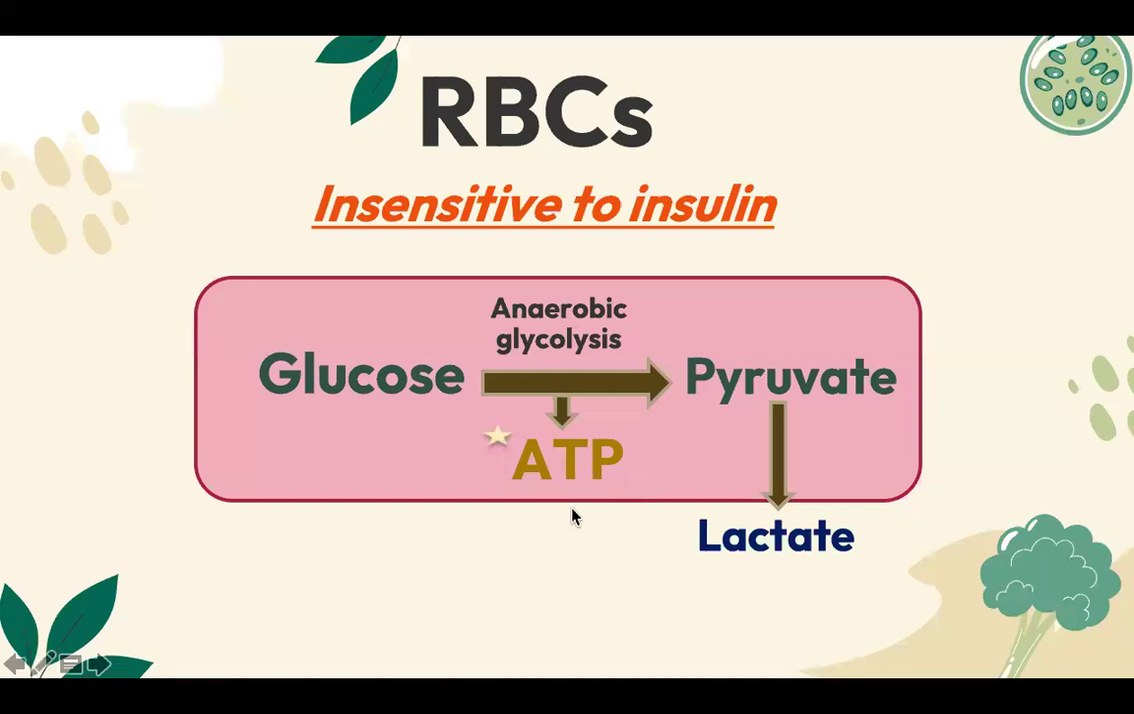Another important thing to remember for RBCs is that glucose is the only energy source they have. So whether you're in your feeding state, your fasting state, or your starvation state, it's only going to be glucose. Now, after glucose gets converted to pyruvate, it gets converted to lactate, and then that goes to the liver. We'll look into that later.